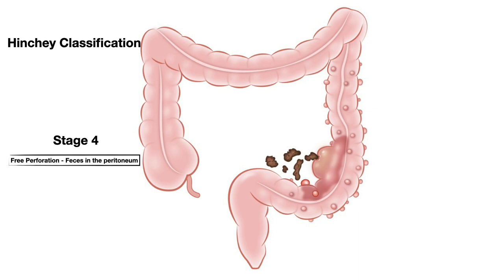Stage 3 and stage 4 require surgery because of free perforation and contamination of the peritoneal cavity. Stage 1 and stage 2 can be managed medically with antibiotics, and in some cases you could also request interventional radiology to place a drain to drain that abscess.